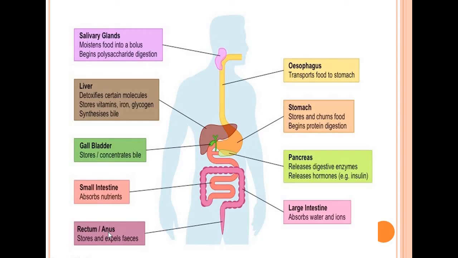the rectum and anus that store and expel the feces, and the liver that detoxifies certain molecules, stores vitamins, iron and glycogen, and synthesizes bile. You can see here the gallbladder, a green structure that stores the bile. So in this way we can summarize the whole human digestive system.